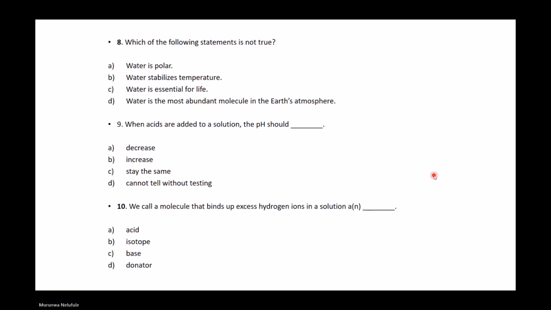I think D. Oh, sorry, forgot to switch this off. I think D is the one that's not true, because water is not the most abundant molecule in Earth's atmosphere. I believe it is nitrogen, I think.